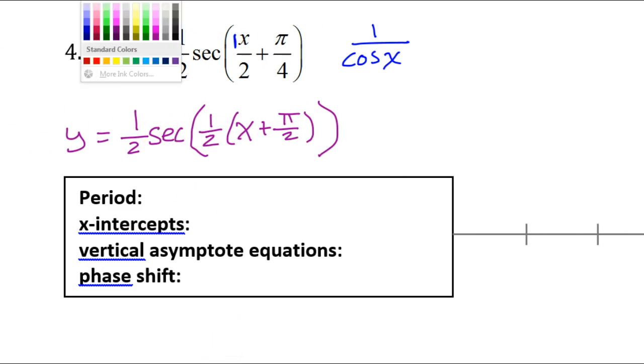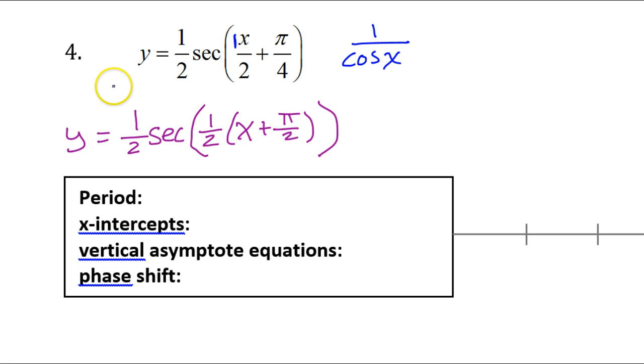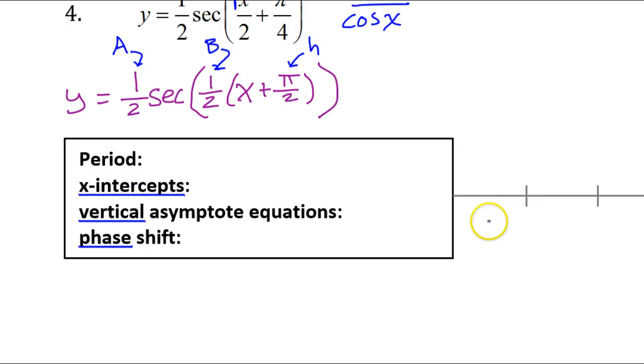So now I need to deal with the fact that this is the a value. That's going to affect the amplitude of the cosine function. This is the b value. That's going to affect the period. This is the h value, which is going to affect the phase shift.